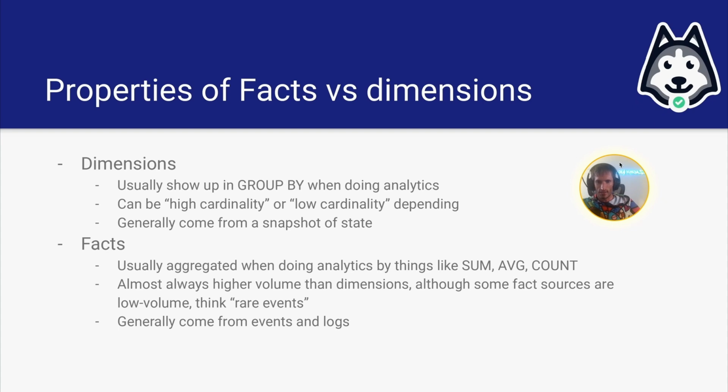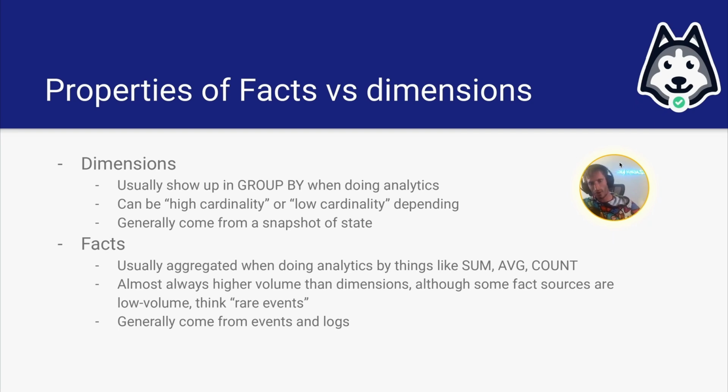And the last bit for dimensions is they generally come from a snapshot of state. At Facebook, at Netflix, at Airbnb, the main way that dimensions come about is there's a production database, and we take a snapshot of the production database at a moment in time, and whatever those values are at that moment are the values for that date. So they come from a snapshot of state. That's another important thing to think about with dimensions.